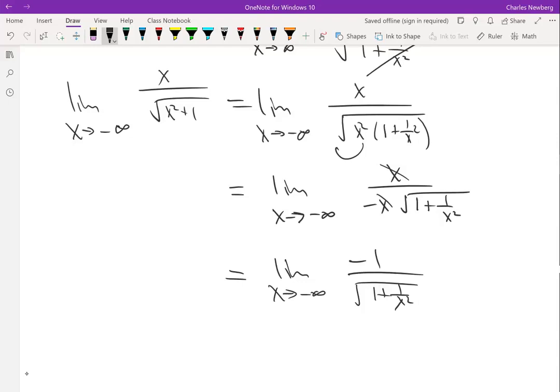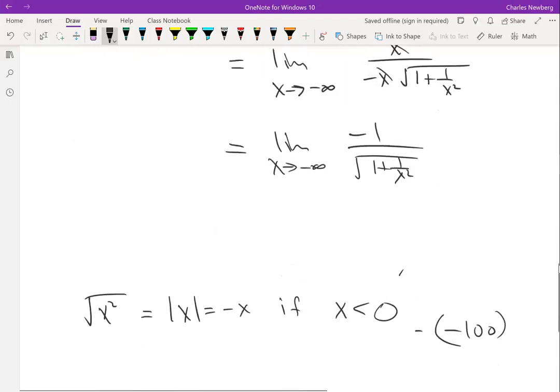Two, 4, 6, 8, 10, 11. Definitely missing a couple right now. Caleb? Because we're going off to negative infinity.